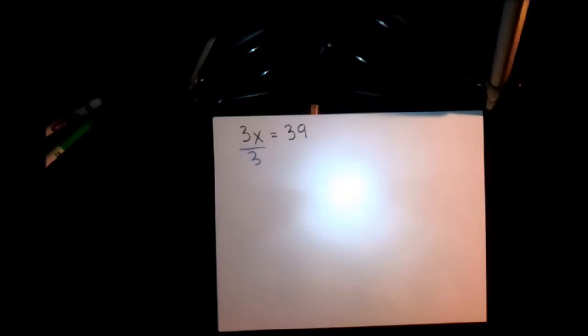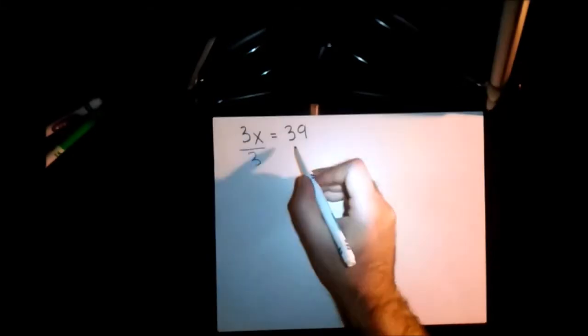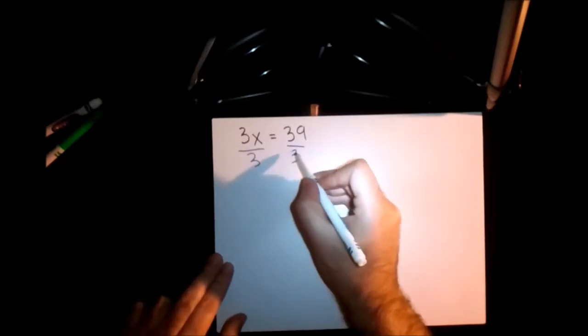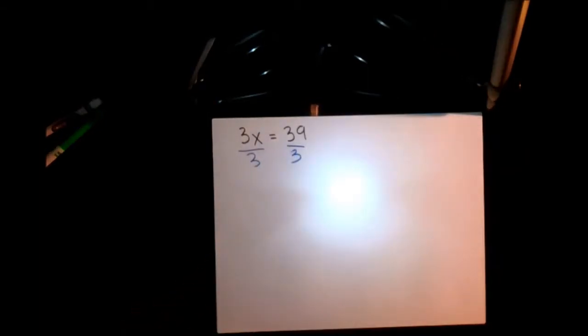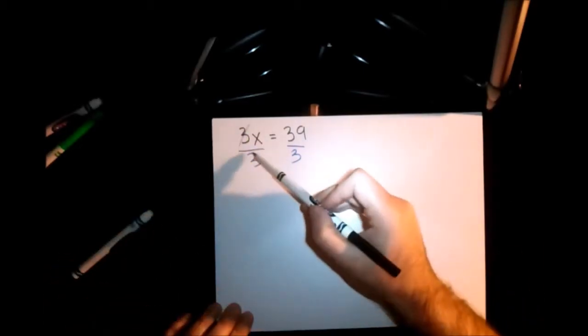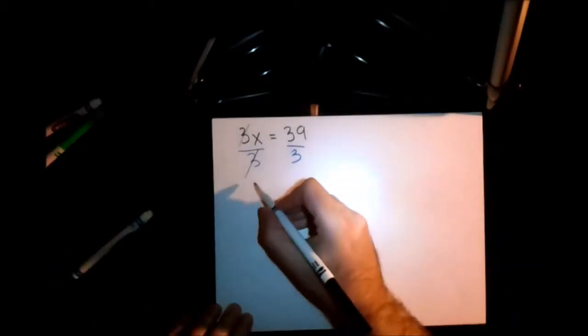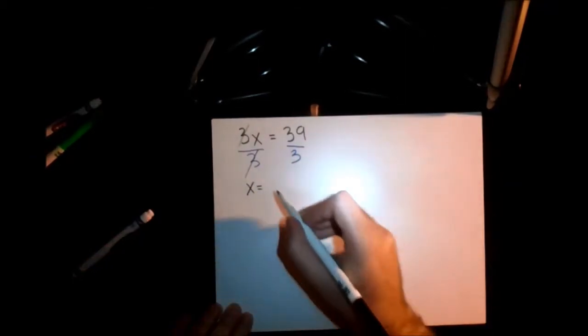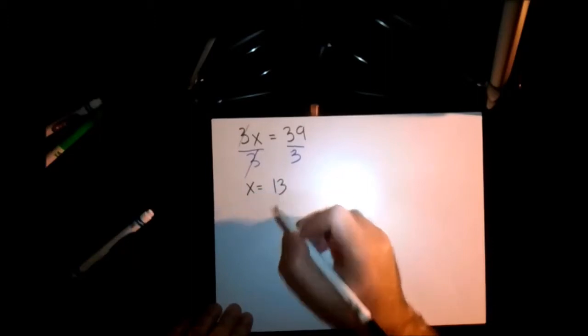No, I can't. Because if you remember, whatever you do to one side of the equation, and it's an equation because it's got an equal sign here, I have to do to the other side as well. So if I'm dividing one side by 3, I have to divide the other side by 3 as well to keep the equation balanced. And over here we have 3 divided by 3, which is just 1. So x equals 39 divided by 3, which in this case was 13.